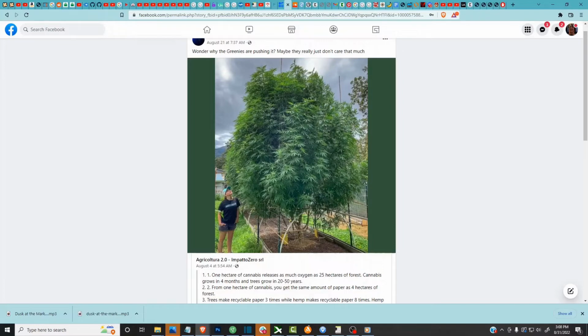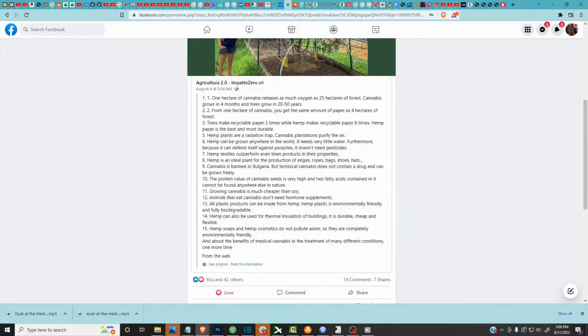And this idea of God-given solutions to many things that we need in society that the modern world isn't really taking advantage of is kind of an important theme that plays in the story. But I'm going to read some of these facts about why this can be such a beneficial resource in my case. 1 hectare of hemp releases as much oxygen as 25 hectares of forest. Hemp grows in 4 months, and trees grow in 20 to 50 years. From 1 hectare of hemp, you get the same amount of paper as 4 hectares of forest.